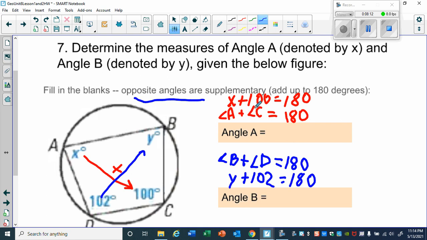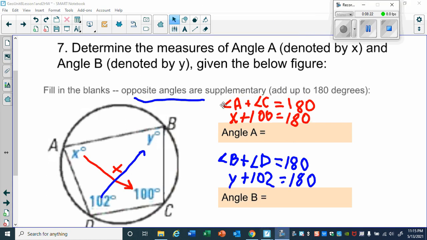In this case, we know what angle C is, so we now have to figure out what 180 minus 100 is. So again, A plus C, x plus 100, has to add up to 180. D and B, y plus 102, must also add up to 180.